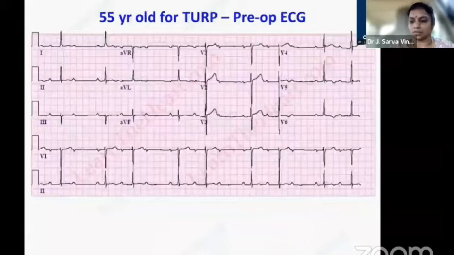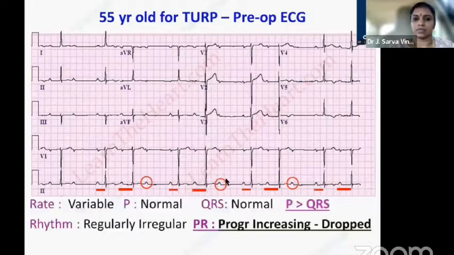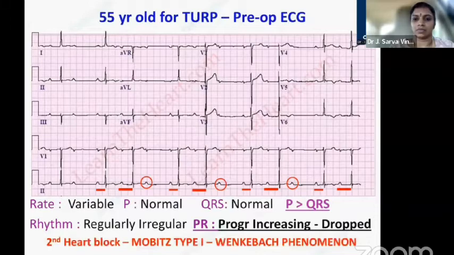This patient is a 55-year-old patient who's posted for TURP, and this is his ECG. What we can see here is the RR intervals being regularly irregular. And what about the P waves? We can see there is a PR prolongation. The next PR is even more prolonged, and then you have a P wave which is not followed by a QRS complex, and the cycle continues. So you have a wider PR interval, an even wider PR interval, and you have a dropped beat. So this is Mobitz type 1 or second degree AV block type 1, also called the Wenckebach phenomenon.